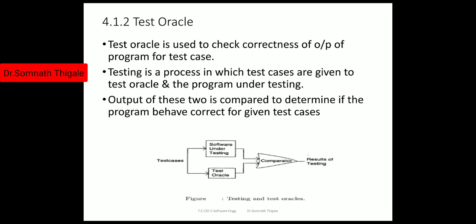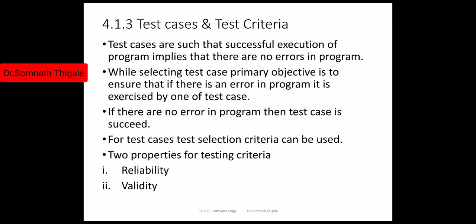That will be the responsibility of the comparator. And if it is 8 expected and 8 actual, the test case passes. So we call this process a test oracle. Are you clear with my example? Okay, good. Now we will move to the next part.